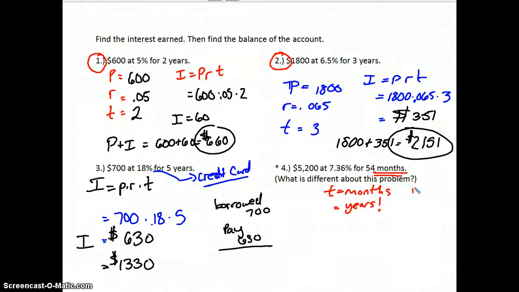So, if we have 12 months, that's equal to 1 year. 24 months is equal to 2 years. 36 months is equal to 3 years. What we're actually doing to get that is dividing by 12. So in this one, to find T, we're going to take our 54 months and divide it by 12 to see how many years that gives us. It might be a decimal, but we'll see what happens. 54 divided by 12 gives us 4.5 years.